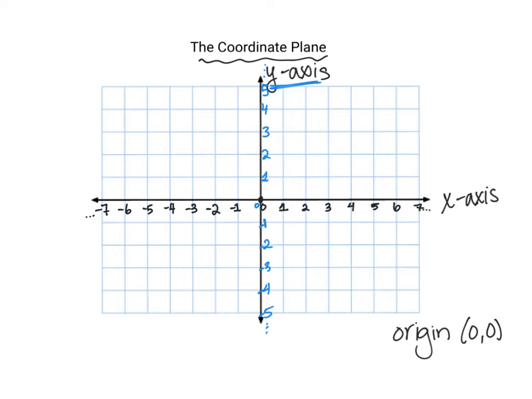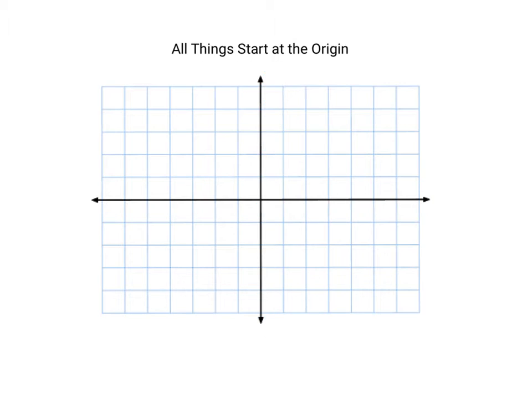So it's important just to label your coordinate plane. All things start at the origin. So remember, our origin here is the point 0, 0. Notice when I label a point, I'm labeling it starting with a parenthesis, and then I have an x value and a y value separated by a comma, and again with a parenthesis.